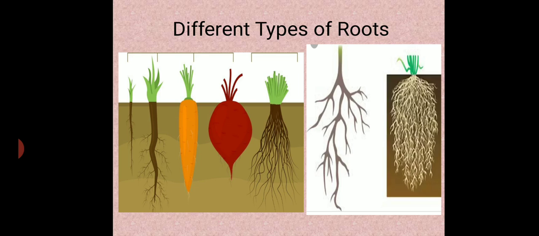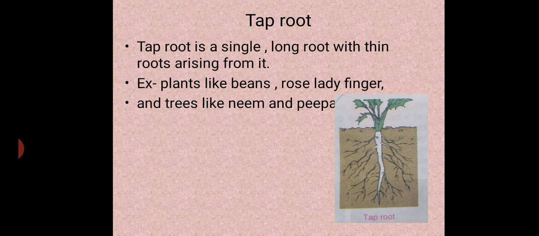Beetroot. And some roots do not have the long root, they contain numerous fine roots. So it is clear that all the plants do not have the same type of roots. Some have numerous fine roots, some have a long thick root. So the first type of root is the tap root. The different types of roots, first is tap root. So which is tap root?